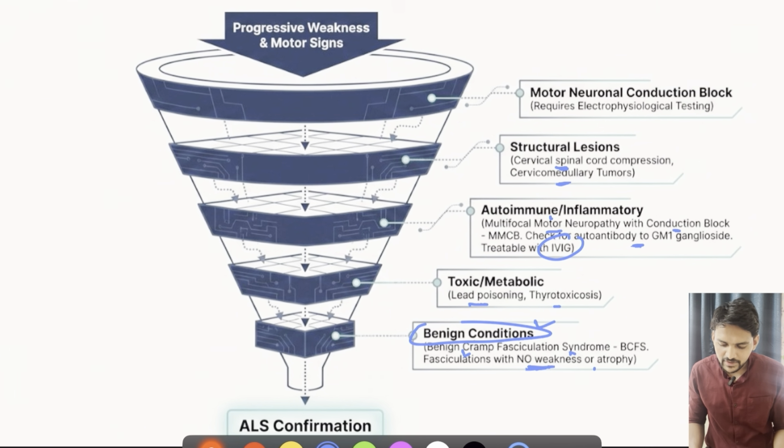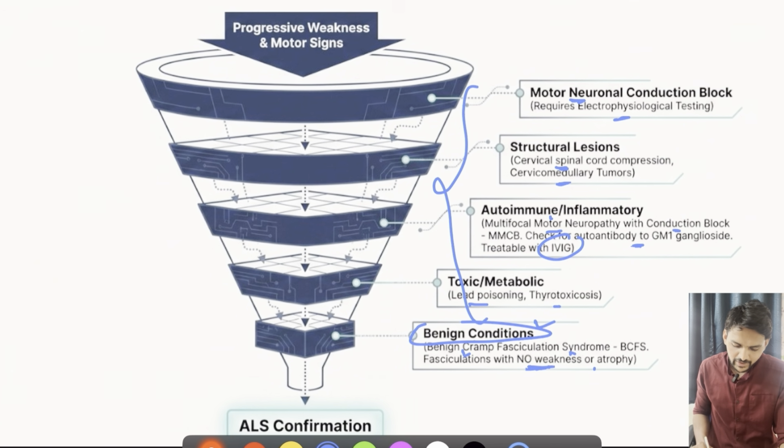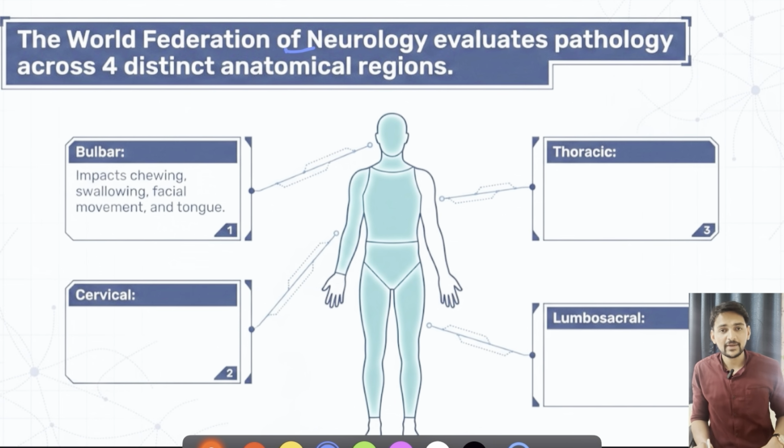Or there might be another differential possibility, that is motor neuronal conduction block. So there is no actual degeneration in the motor neuron, but the conduction is getting delayed. That might be manifesting as motor abnormality. So it has to be confirmed using electrophysiological testing, in which we will be able to see decreased speed, that is conduction, but there is no actual neuronal loss. So after ruling out all of these, we can consider the possibility of ALS. And for that, the World Federation of Neurology has given some criteria. That is, we have to check 4 distinct anatomical regions.